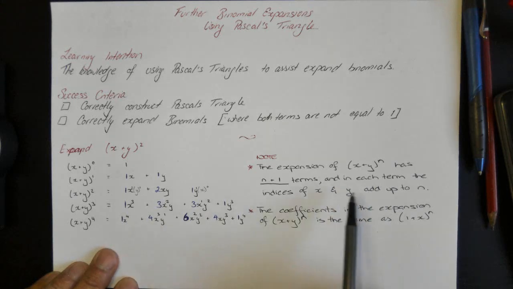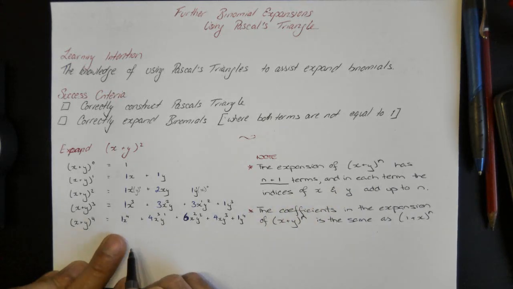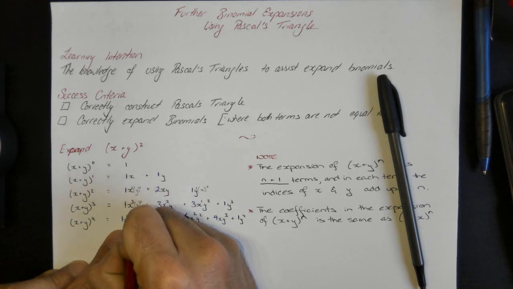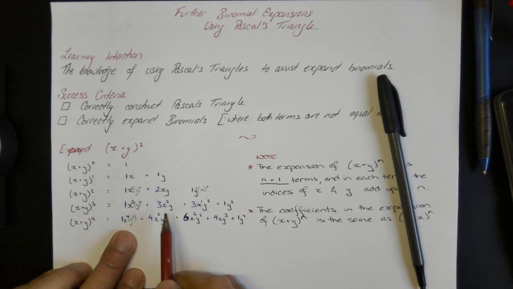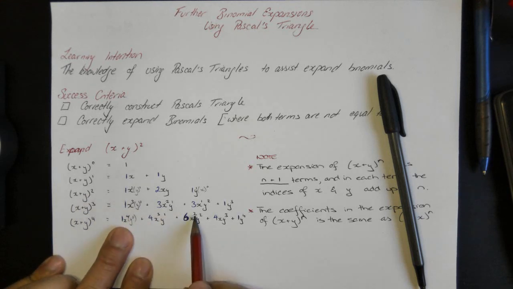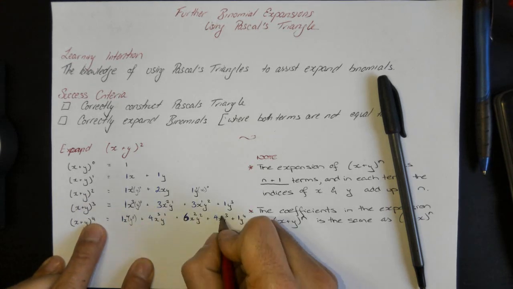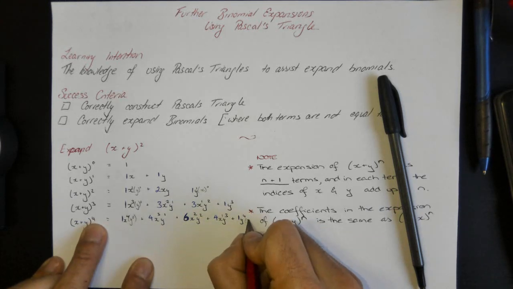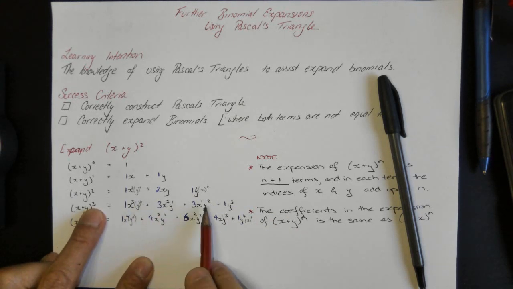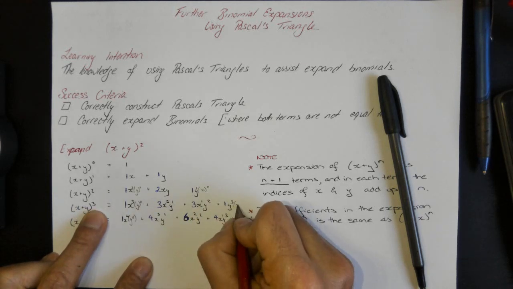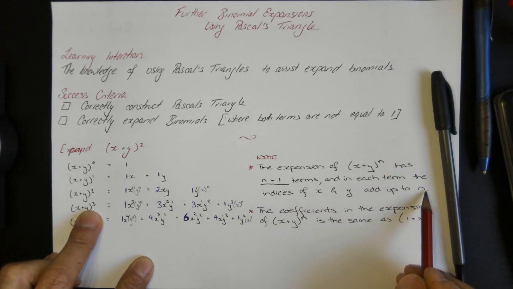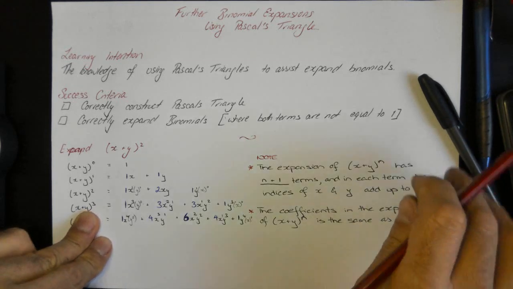And in each of the terms, the powers and indices of x and y add up to n. So for example, here, I'll write in, this is y to the power of 0. 0 plus 4 equals 4. 3 plus 1 equals 4. 2 plus 2 equals 4. 1 plus 3 equals 4. 4 plus 0 equals 4. Likewise, 3 plus 0 is 3. 2 plus 1 is 3. 1 plus 2 is 3. 0 plus 3 is also 3. So the powers of each term of x and y add up to n. The coefficients stay the same as in Pascal's triangle.